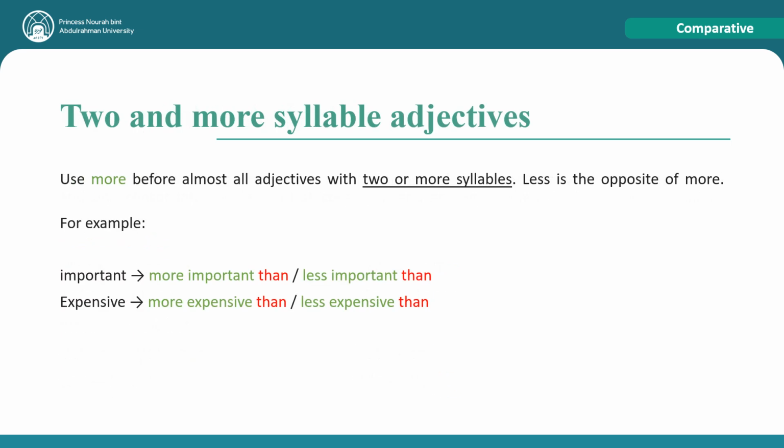Two and more syllable adjectives. Use more before almost all adjectives with two or more syllables. Less is the opposite of more. For example, important will be more important than. And if we want to talk about the opposite, we are going to use less, and it will be like this: less important than. Expensive will be more expensive than. And if it's the opposite, it will be less expensive than.